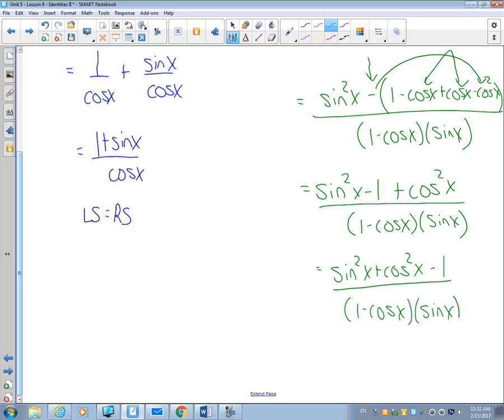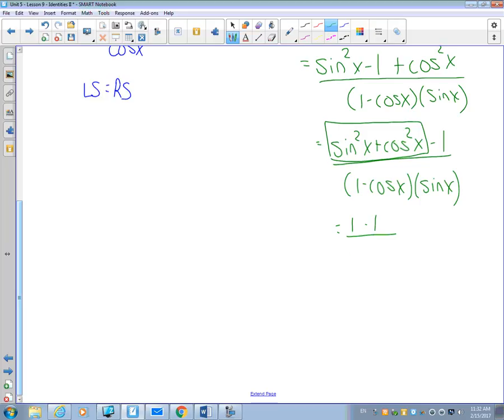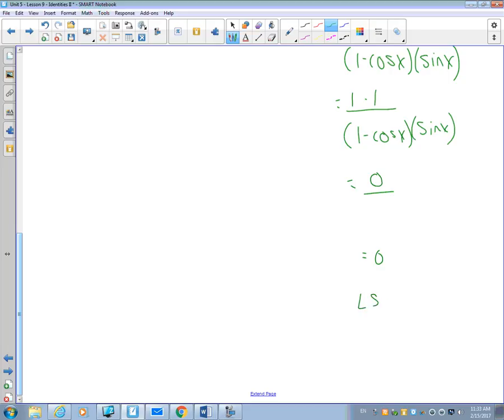Sine squared plus cos squared is something we know about. That's 1. This bit is 1. So I end up with 1 minus 1 on the top, and the common denominator is still the same. But when I subtract 1 minus 1, I get 0. And 0 divided by anything, doesn't matter what's on the bottom, comes out to 0, which is what we wanted. So left side equals right side. Okay, so the idea of a common denominator in that one, that was our challenge there.